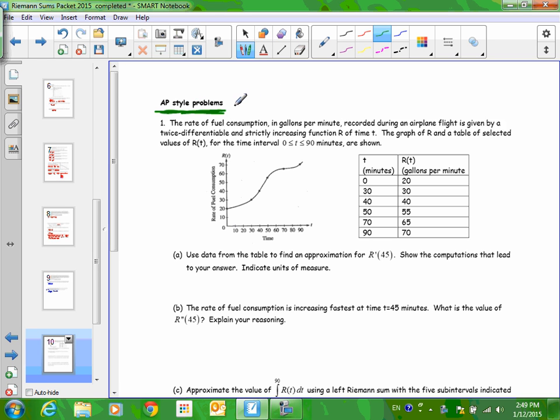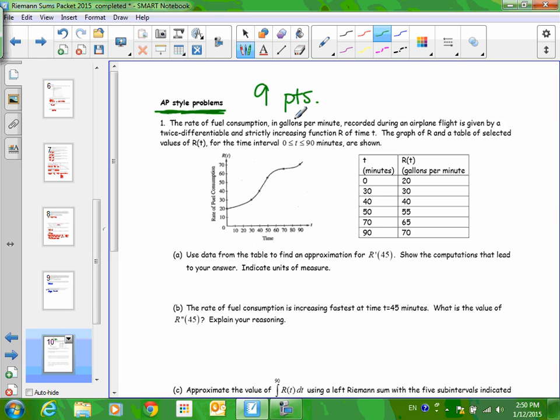Okay, so this actually is not an AP style problem. This is an actual old AP test question that's been released, word for word. And these problems are always worth 9 points. On an AP test, there's 6 of these, and so that's 54 points. You have 45 multiple choice. They scale that to 54 for a total of 108 points.